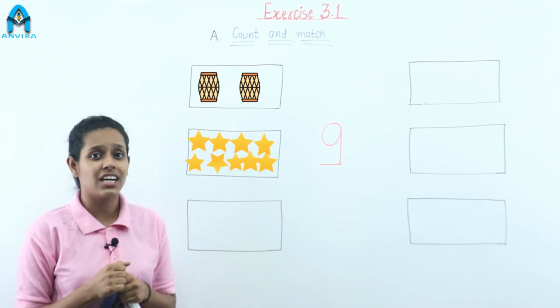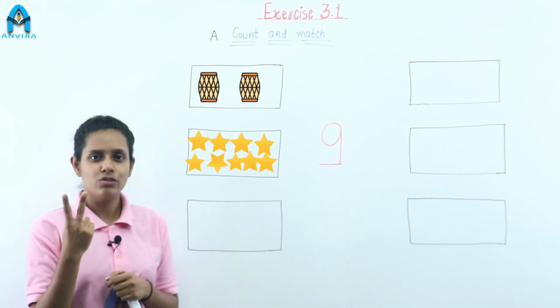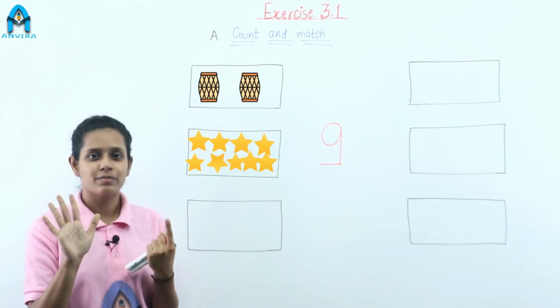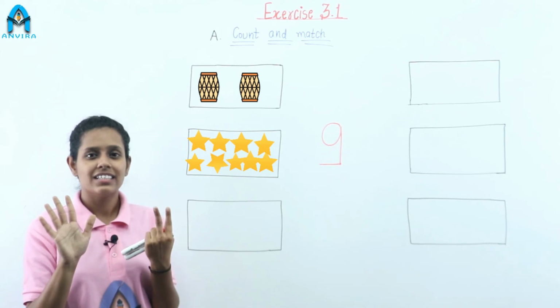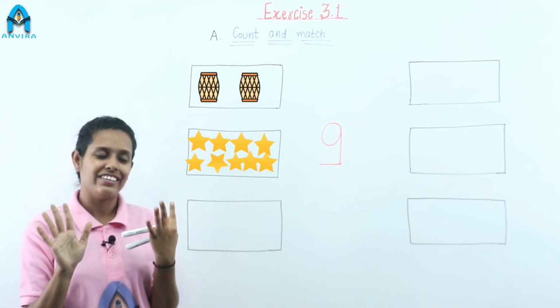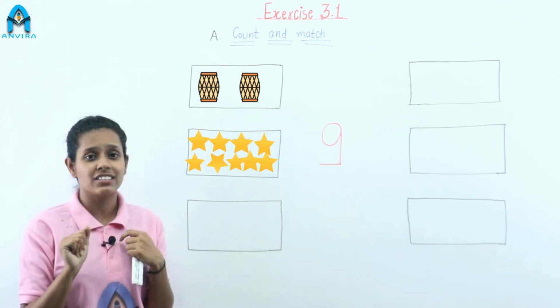Stars. How many stars? Let's count. 1, 2, 3, 4, 5, 6, 7, 8 and 9. 9 stars. Now look at the next.